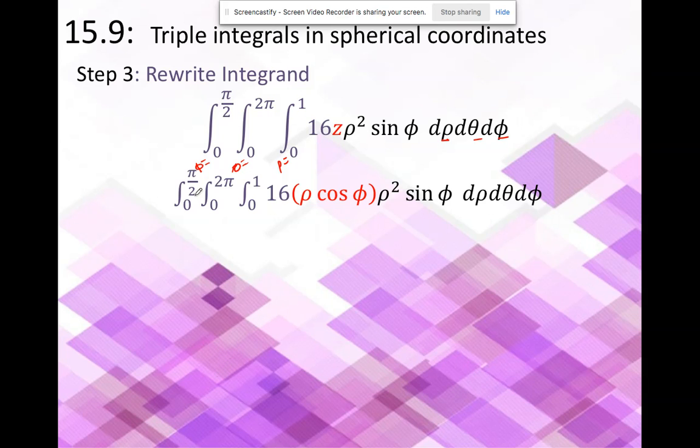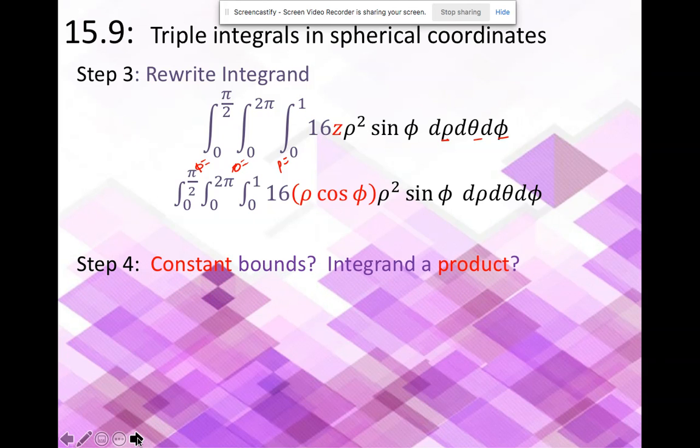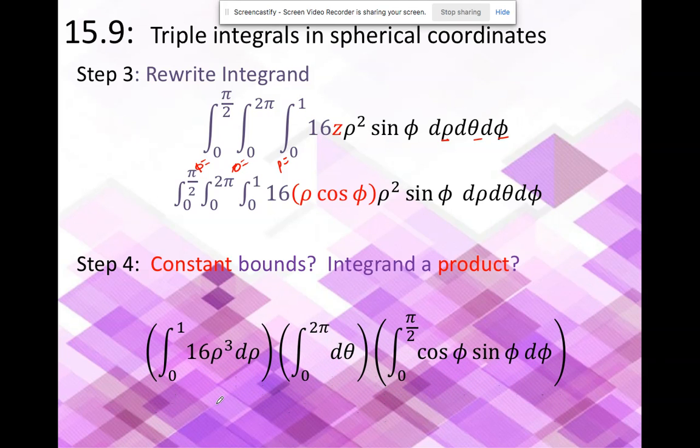Now I look at that, and especially with all my limits of integration being constants and my integrand being a product, I think I'm going to break this up. Instead of doing iterated integrals, I'm going to do 3 separate integrals. I really could have kept this 16 anywhere. I could have even moved the 16 all the way to the outside. But notice that I have rho cubed right there. I didn't have any expression in here that had theta in it, which is why I just have a 1 d theta.